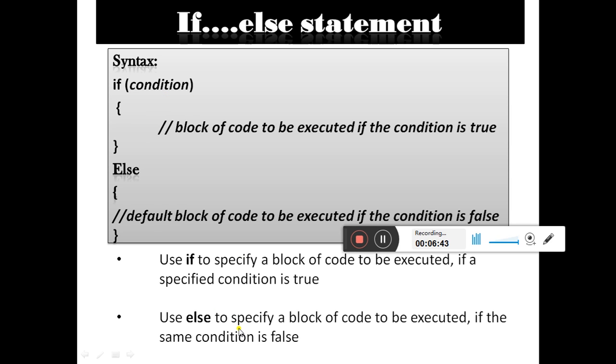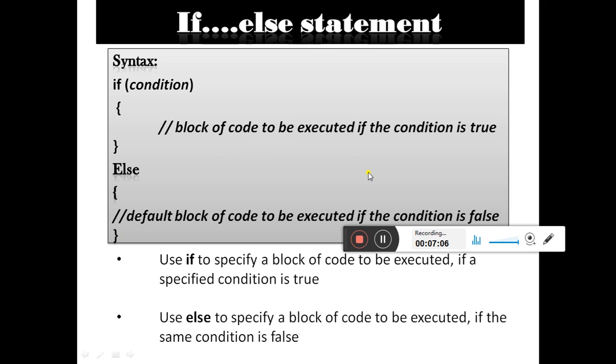Use else to specify a block of code to be executed if the same condition is false. If the same condition is false, it will skip this if block and it will directly jump to this default block, which is going to be executed if the condition is false. Understood this?